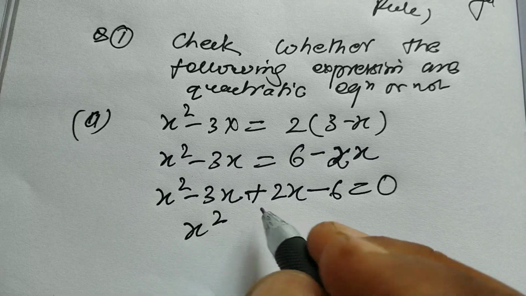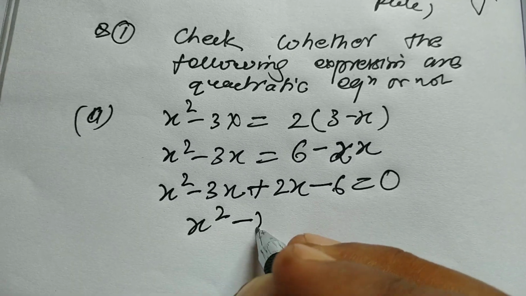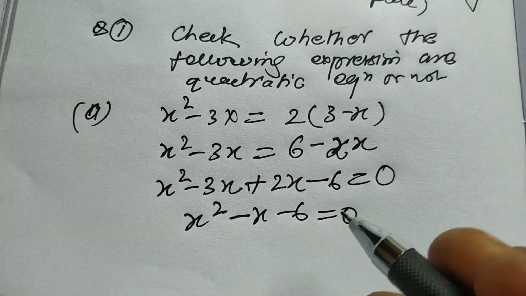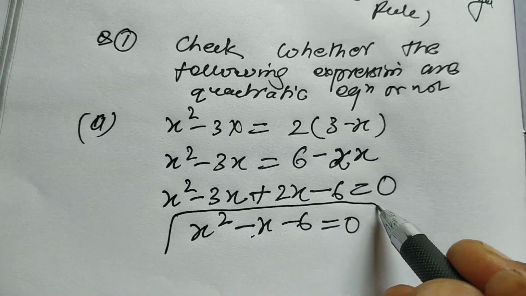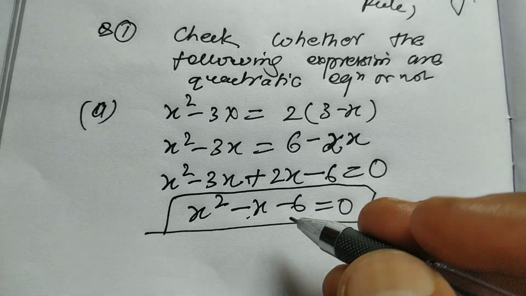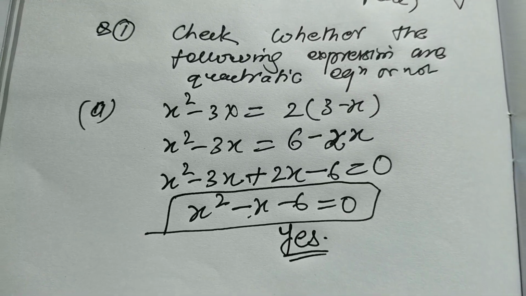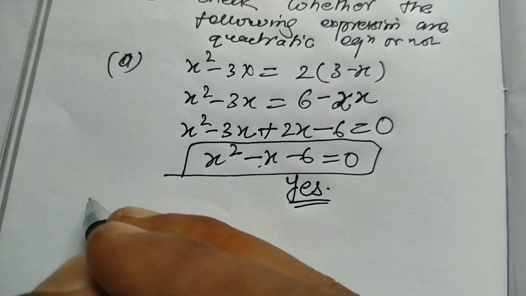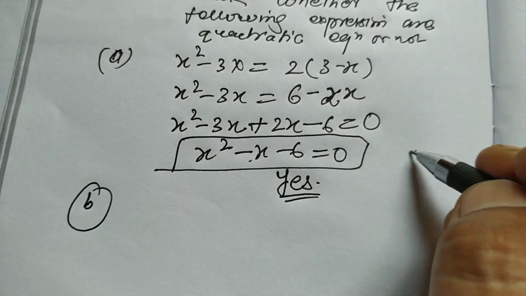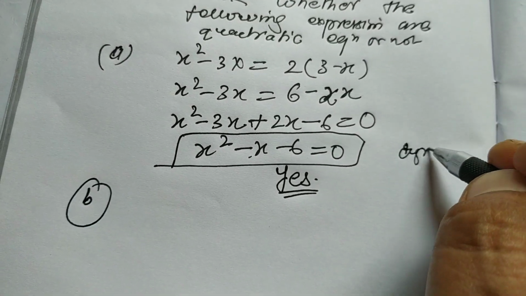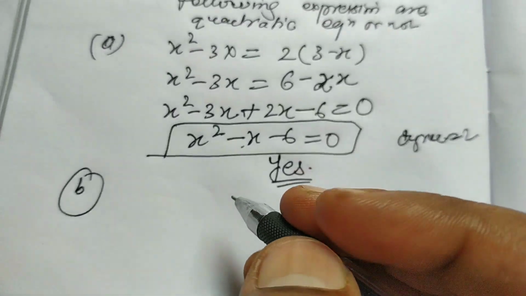That is x square minus 3x plus 2x minus 6 is equal to 0. Now check, the highest power is 2. So yes, it is a quadratic equation. Since the power is 2, that means the degree is 2, so it is a quadratic equation.